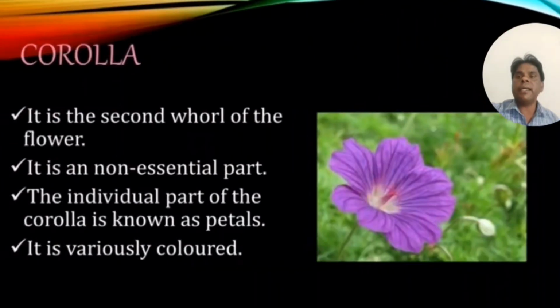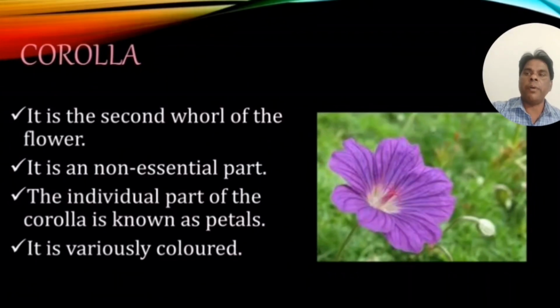And second one, corolla. The second whorl made up of petals which are often brightly colored or patterned. The corolla attracts pollinators like insects, birds or bats through color, scent or nectar. May guide pollinators to reproductive structures. Petals can be fused or separate or absent.